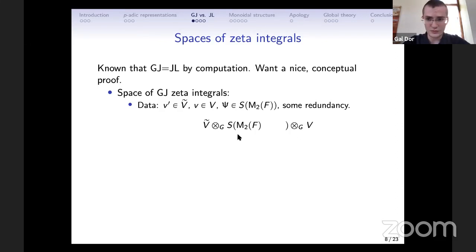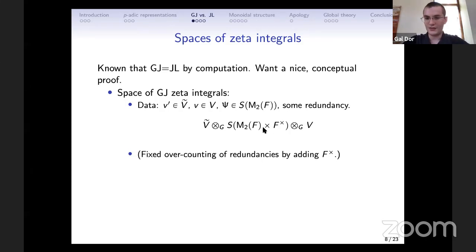So I can either invent some new notation for it, or I can just fix this overcounting by increasing the space of test functions. I can just say that if I add here times F star, and I let G act on this space, so I have the space of functions on M_2(F) times F star. I let G act on it on the left by translation on M_2(F) and determinant on F star, and from the right by translation on M_2(F) and determinant on F star. If I do this, then I get something that exactly accounts for all of my degrees of freedom correctly. It correctly accounts for redundancy.